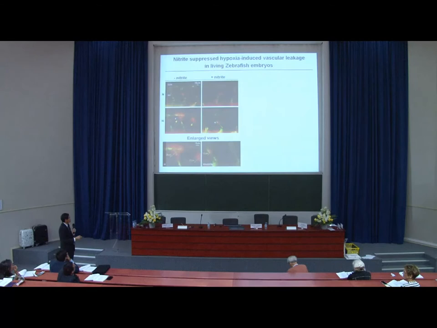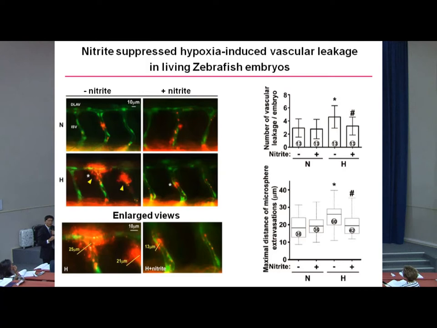So in the end, we also use an animal model, which is the zebrafish embryos, to look at the in vivo evidence of nitrite-mediated suppression of permeability. As you probably know, zebrafish is a very nice model if you want to look at the vascular functions, because in the embryo stage, zebrafish is pretty much transparent. So if you have the transgenic fish in which endothelium is tagged with GFP, you can see it under microscopy. Now the green color here indicates the network of vessels.